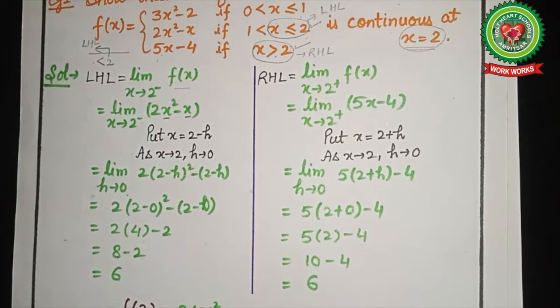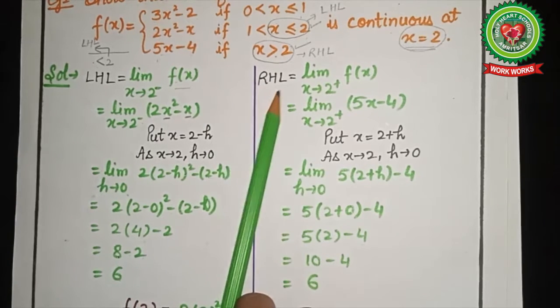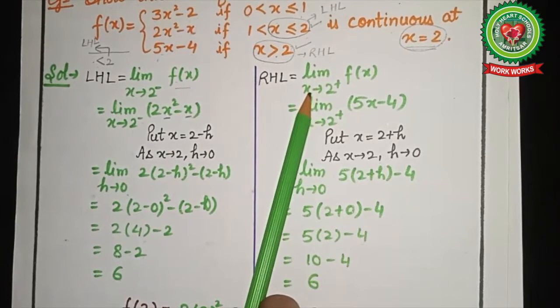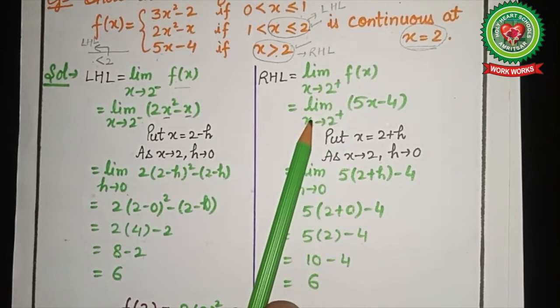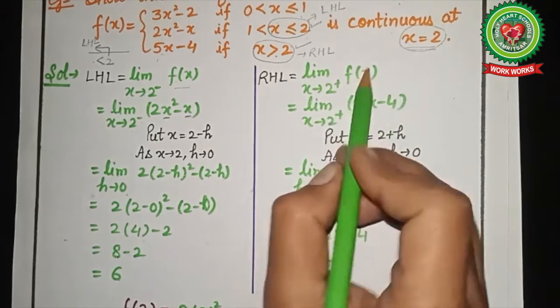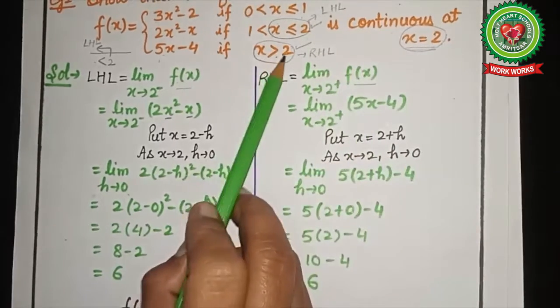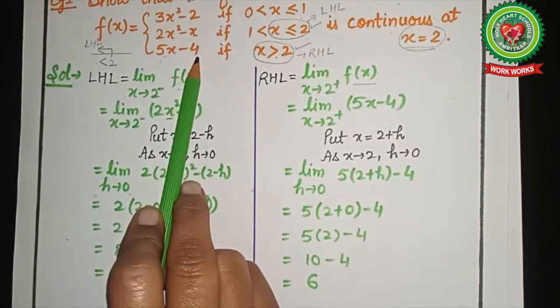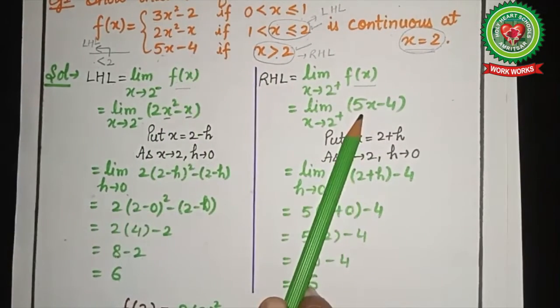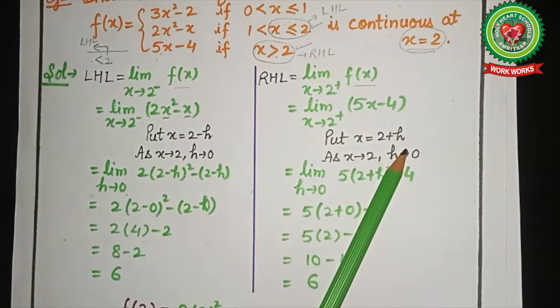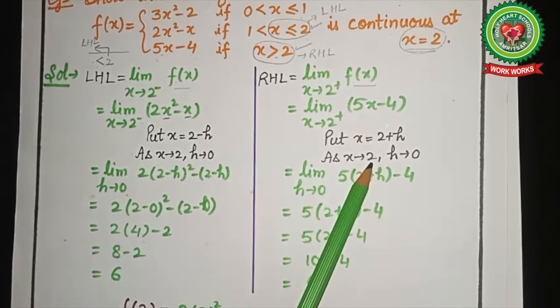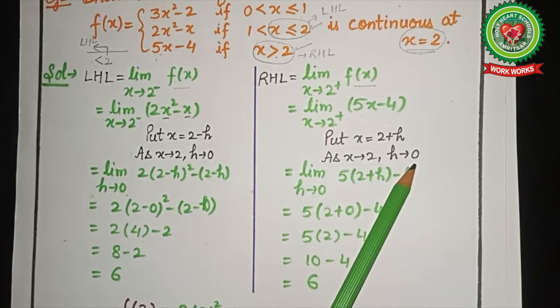Now let's start with the right hand limit. Right hand limit, x approaches 2 positive of f(x). Now limit x approaches 2 positive, put the value of f(x). The value of f(x) is 5x − 4. So here put x equal to 2 + h. Now as x approaches 2, h approaches 0.